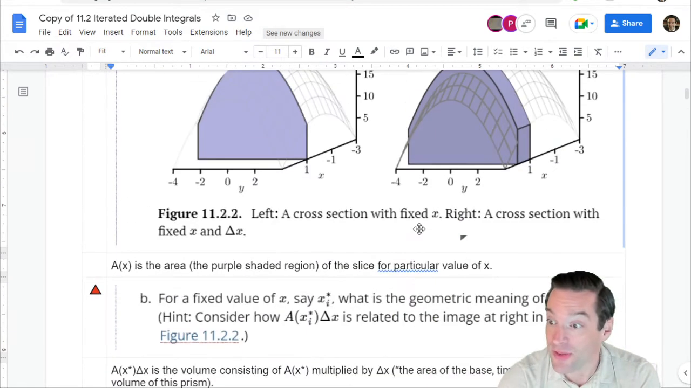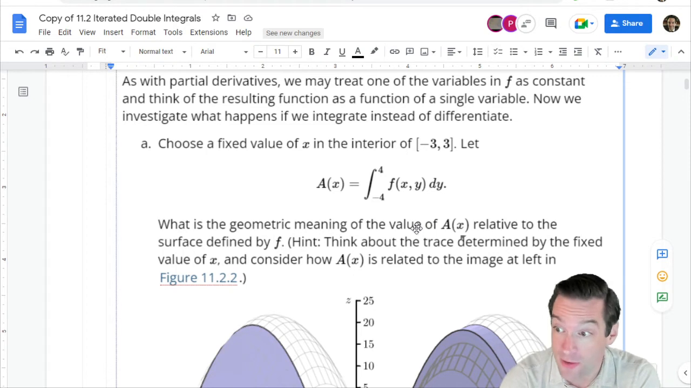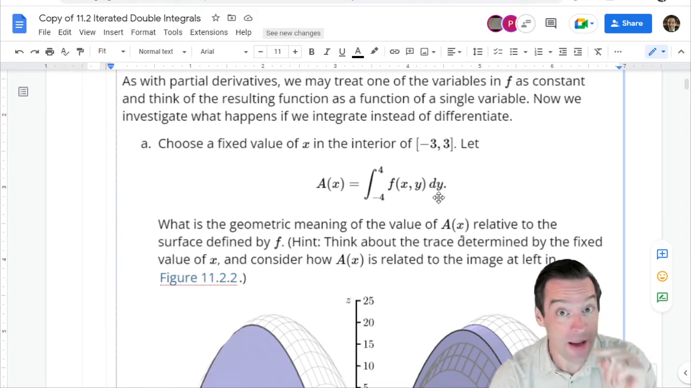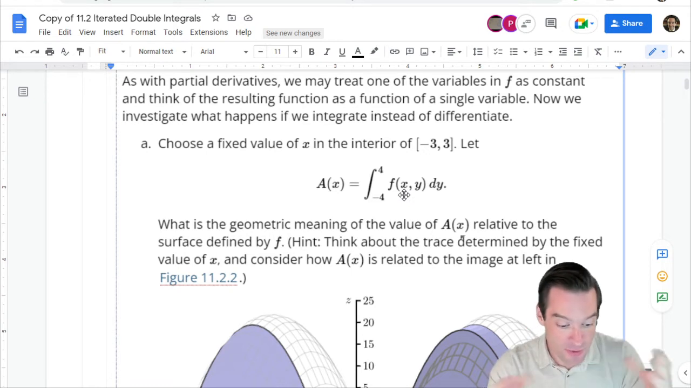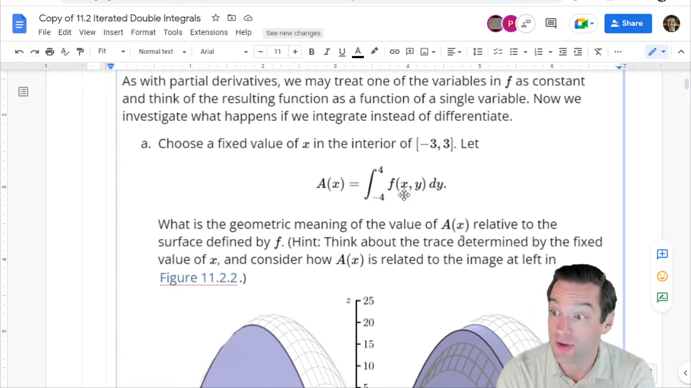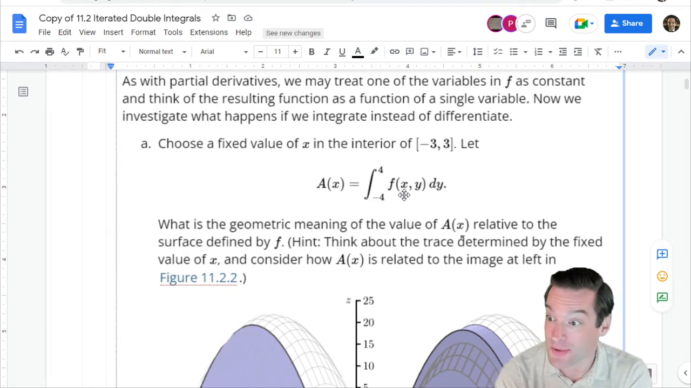But when we read this activity from beginning to end, what it shows us is that the volume underneath the graph can be found by first finding this area function, and this area function is the integral of f of x and y with respect to y only, treating x like it's a constant. And so if I do that integral using single variable calculus strategies, what it's going to spit out is not going to have a y in it anymore, but it's probably still going to have x's in it, right? Because we treated x like it was a constant.